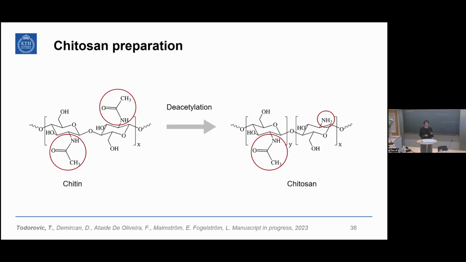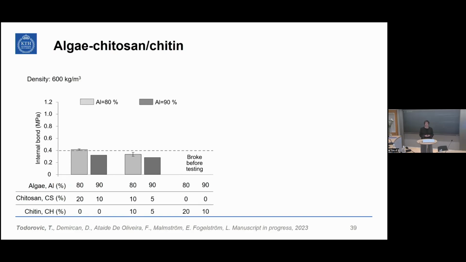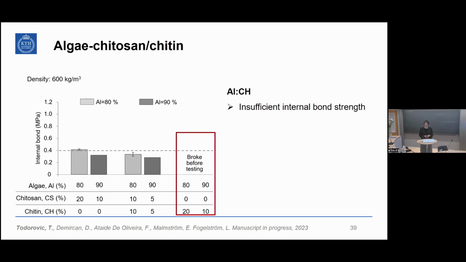So in order to prevent this negative impact, we also analyzed if we can use chitin as a component of the adhesive instead of chitosan. So we don't use this deacetylation step that has a very high impact. So first, what we can see is that boards that had algae and chitin did not have sufficient strength. And this is because chitin is not soluble in water or the acetic acid that we used. So it was not hydrated enough to have good interactions with algae or with wood.